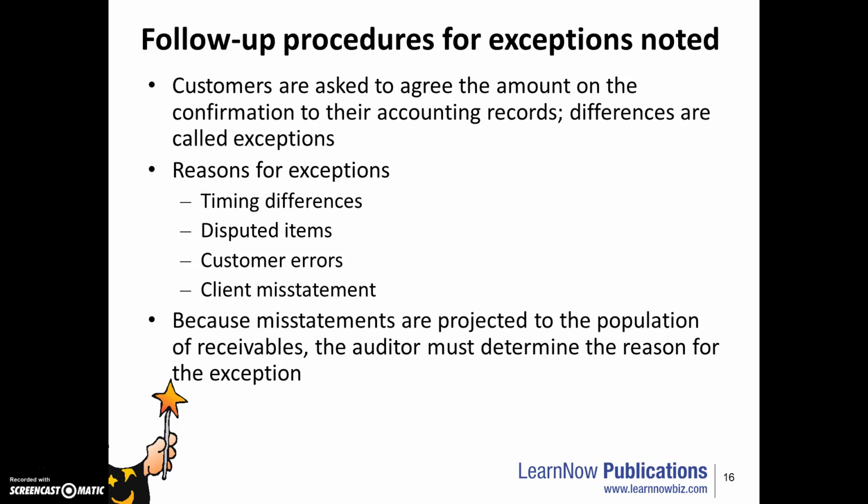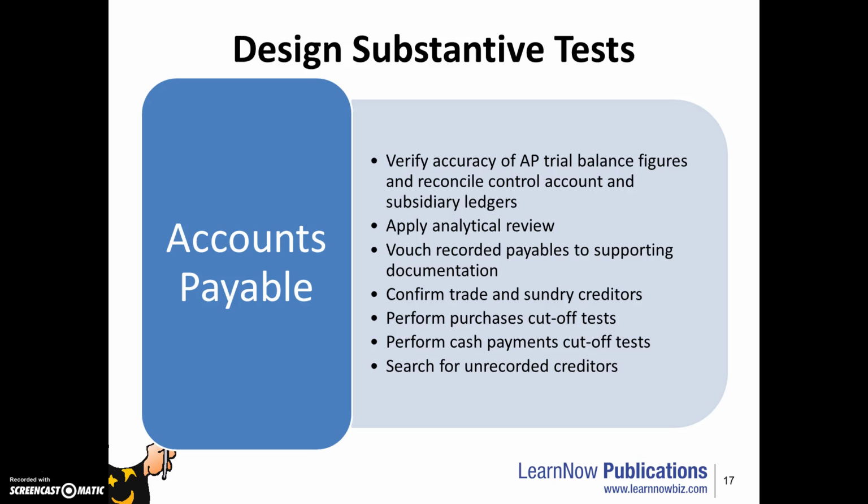Differences in the amounts are called exceptions, and the reasons for the exceptions are timing differences or disputed items, errors or misstatement. The auditor must determine the reason for the exception.